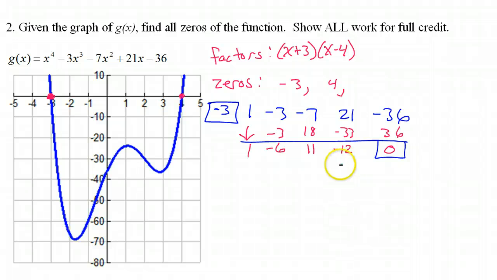Now I'm looking at these 4 and I'm looking for possible grouping. I have 1 and 6, and then I'm looking here, is there any GCF that will turn this into a 1 and a negative 6? No, 11 doesn't go into 12. So no GCF, no grouping. But that's okay. I have 2 zeros ready to go anyway.